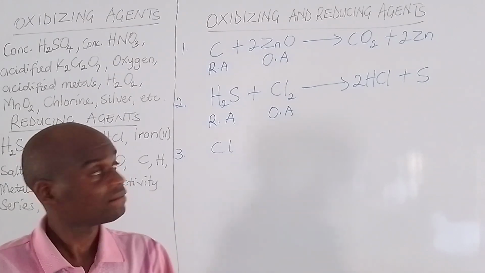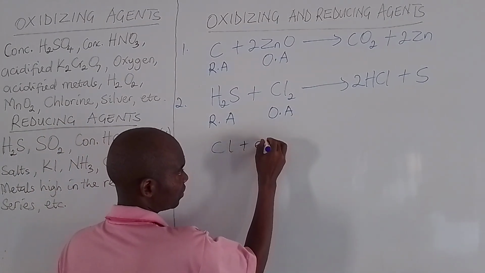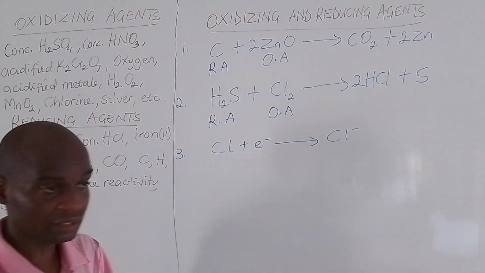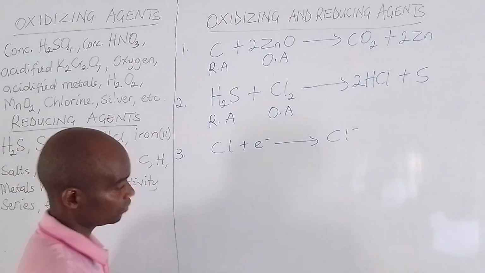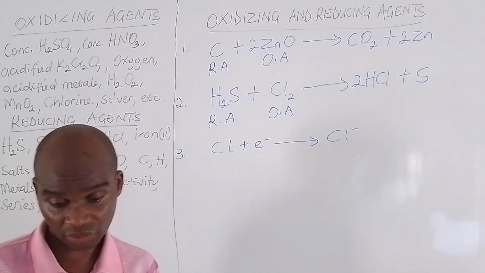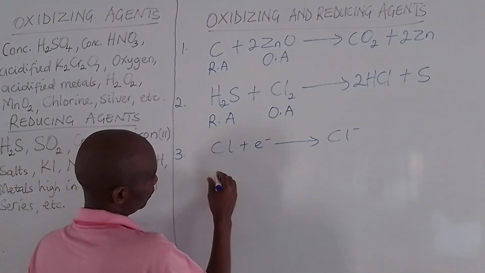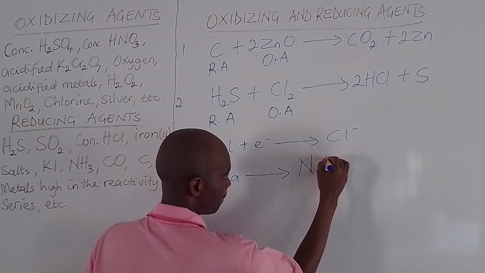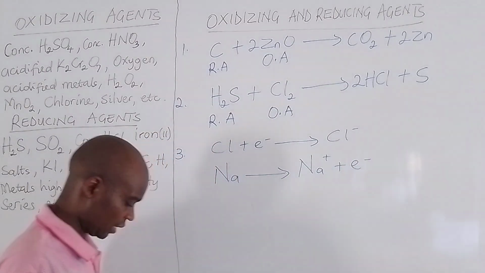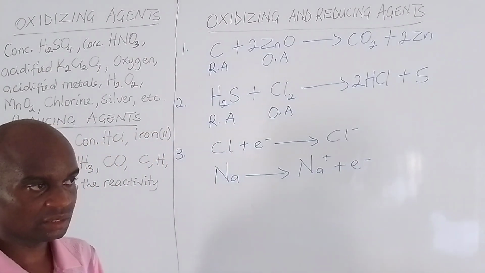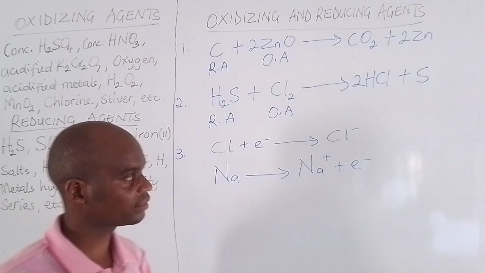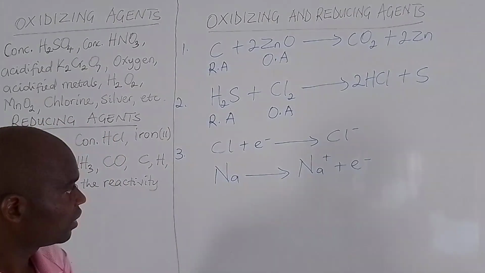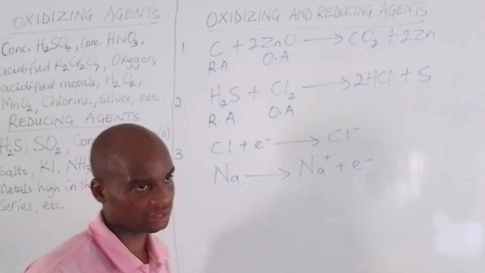For example, our oxidizing agent chlorine will accept 1 electron to give us chloride ion. The chlorine is an oxidizing agent, and for the reducing agent, sodium metal is a reducing agent. Why? Because it donates electron. Chlorine is the oxidizing agent. Why? Because it collects electron.